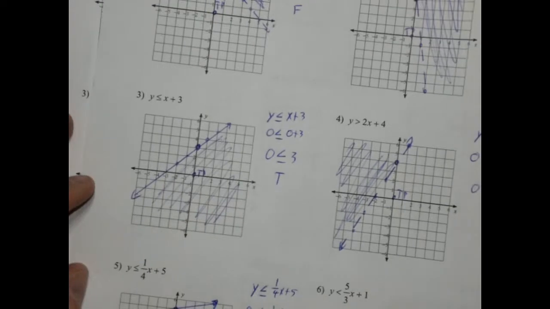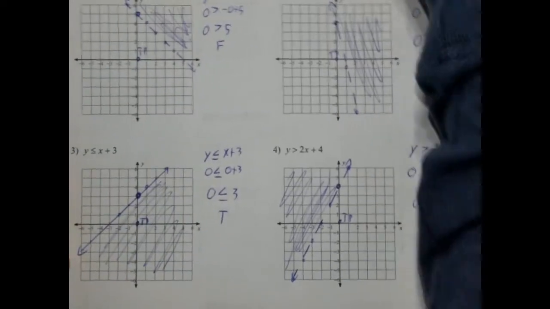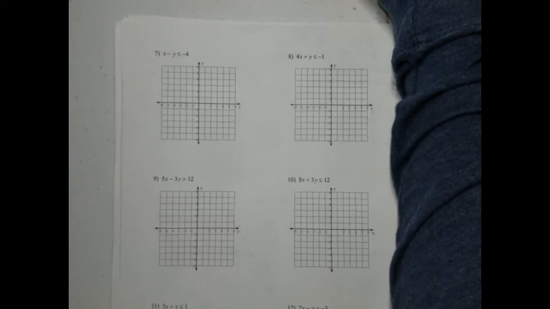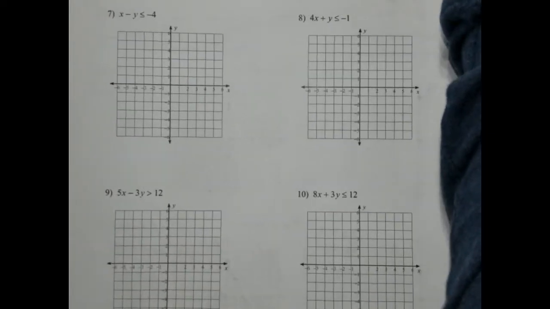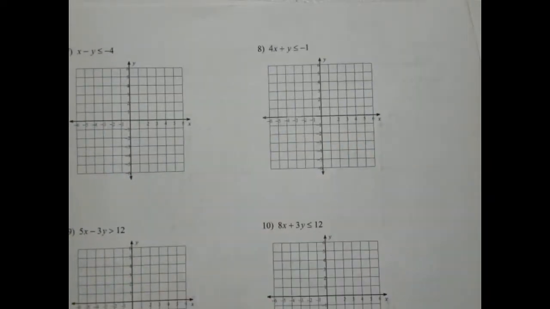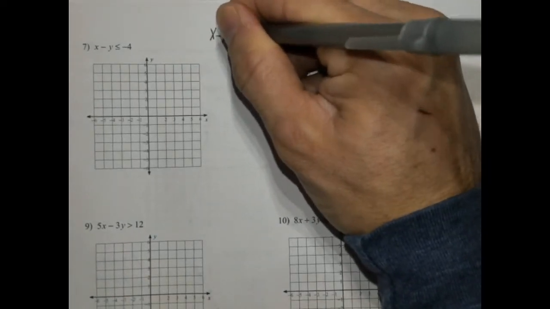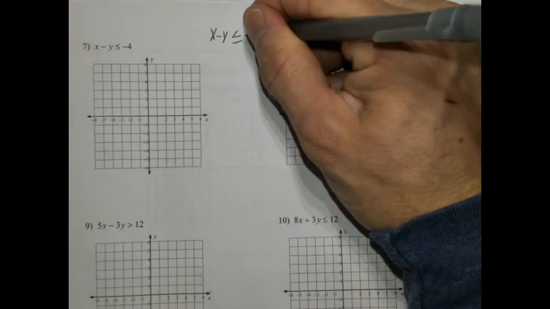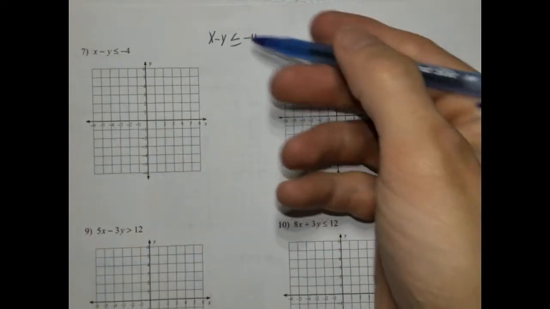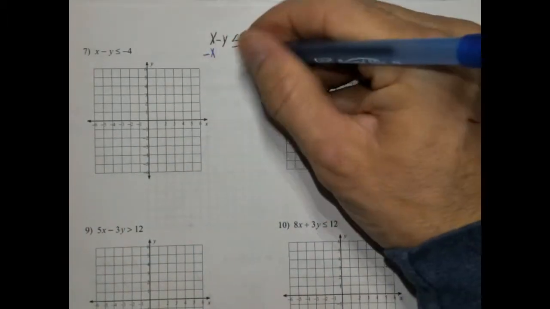Now, the back side, where I'm going to show you this, involves a little bit of groundwork before you can do that. Okay. So here you'll notice these inequalities are written in standard form. They're not in slope-intercept form. So what that means is we need to get the y by itself. So let's go ahead and do that on this side here. So we're going to have x minus y is less than or equal to -4. So we need to isolate the y. So we're going to subtract x from both sides.